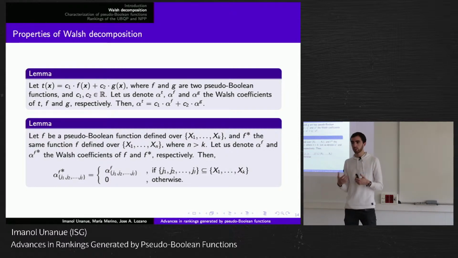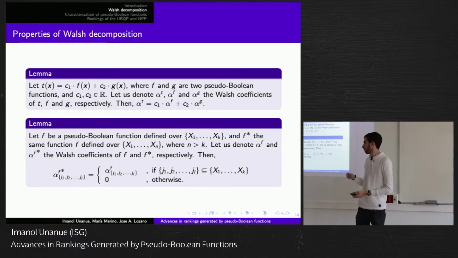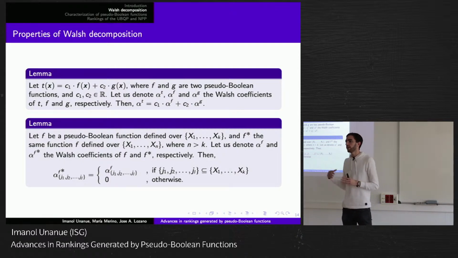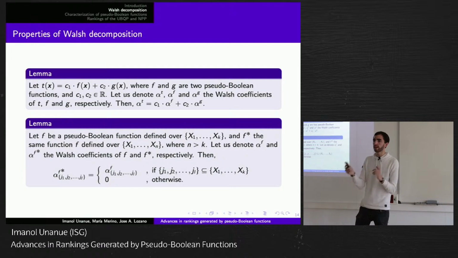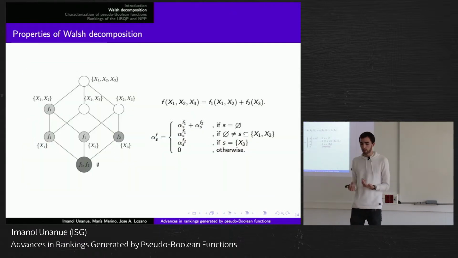It's about the extension of the function domain. For example, if we have a function defined over a domain and we want to extend it, then all the new generated Walsh coefficients to calculate will be 0, whereas the original Walsh coefficients will keep the same value. Why are these two properties very helpful?